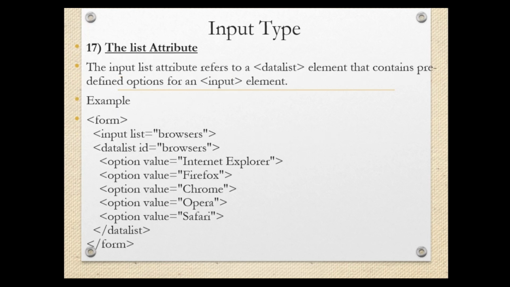Next one, we have the list attribute. The list attribute refers to a datalist element that contains predefined options for an input element. So basically it is like a drop-down list where you have different values. Here we have taken a list in which we have different browsers like Internet Explorer, Firefox, Chrome, Opera and Safari.